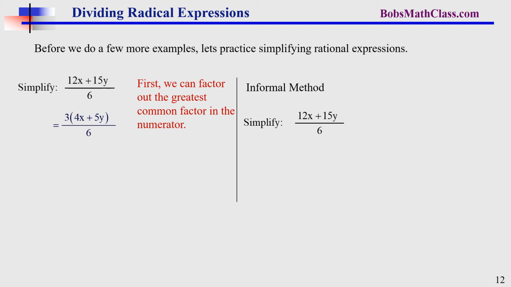And now we can reduce the 3 and the 6. 3 and 6 reduced by 3. So 3 goes into 3 one time, and 3 goes into 6 twice. So in the numerator, the 1 we could ignore because 1 times anything is anything. So we have 4x plus 5y all over 2. Okay, so here's a shortcut. Don't tell anyone.